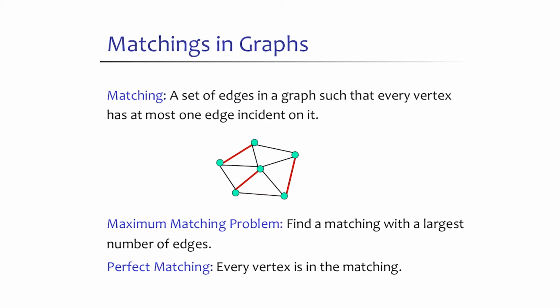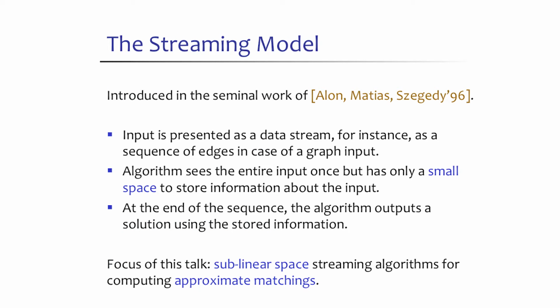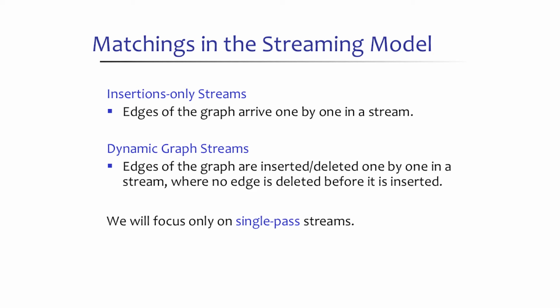And so the focus of this talk is going to be designing algorithms for solving the maximum matching problem approximately in the streaming model. And there are basically two main variations which one can consider here. The first is the simpler model where the graph is revealed to you one edge at a time, and the edges are only being inserted. We refer to this as the insertion-only stream.